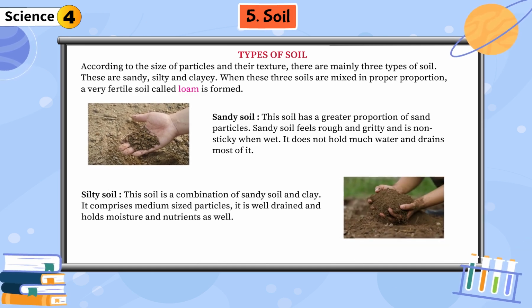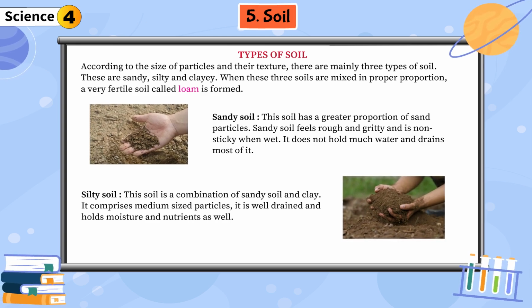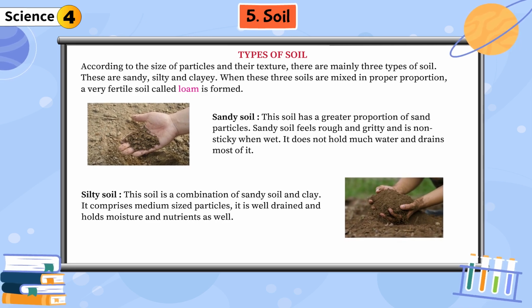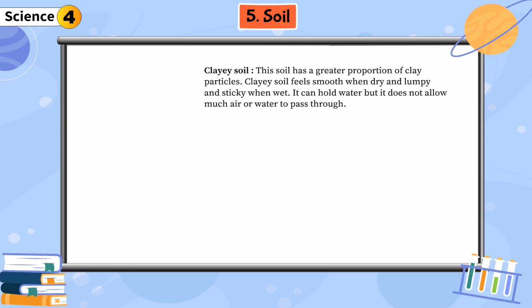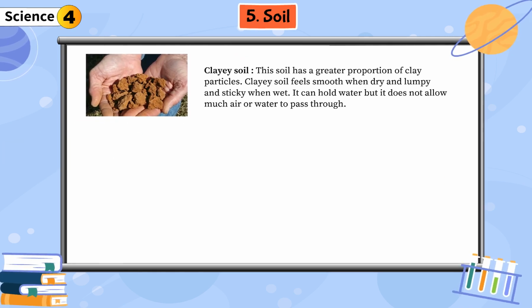Silty soil: this soil is a combination of sandy soil and clay. It comprises medium-sized particles, it is well drained and holds moisture and nutrients as well. Clayey soil: this soil has a greater proportion of clay particles. Clayey soil feels smooth when dry and lumpy and sticky when wet. It can hold water but it does not allow much air or water to pass through.